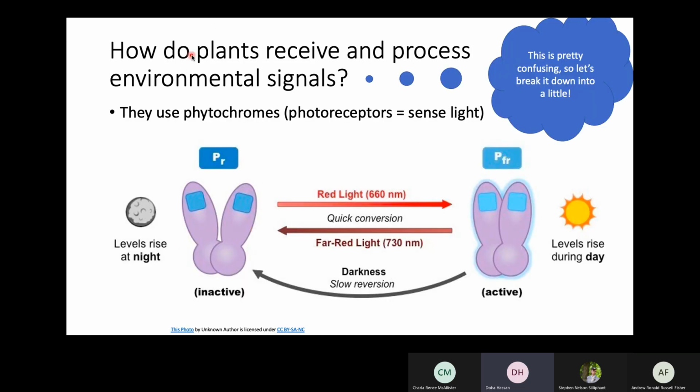So this is, I think, the last-ish part, but now we're going to talk a little bit more about the details of plants and how they receive and process environmental signals. To get signals from the environment, especially when it comes to detecting sunlight levels and the type of sunlight they're receiving, they use signaling molecules called phytochromes. And these phytochromes are photoreceptors that are able to sense light.